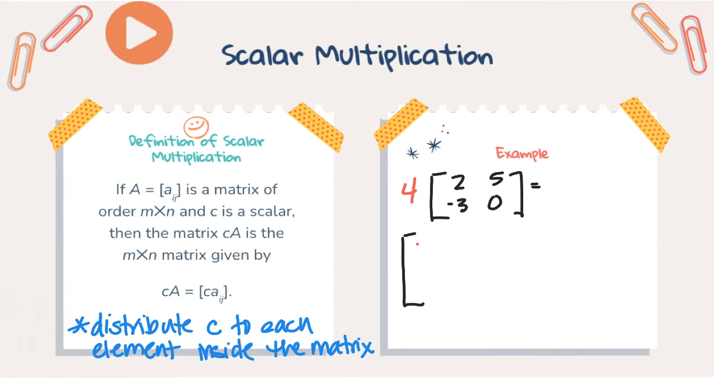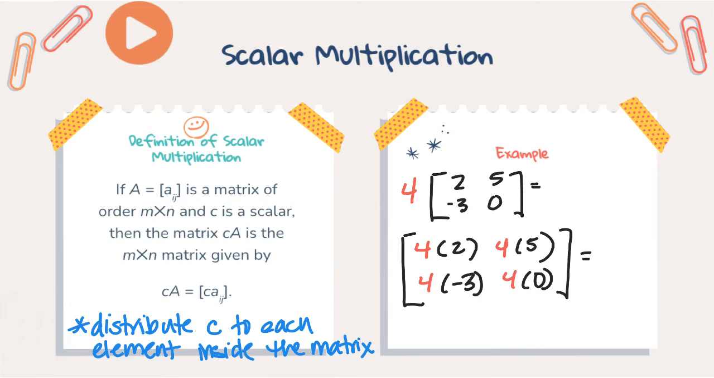So that would be 4 times 2, 4 times 5, 4 times -3, and 4 times 0. And now we just simplify this to become 8, 20, -12, and 0, which gives us our solution.